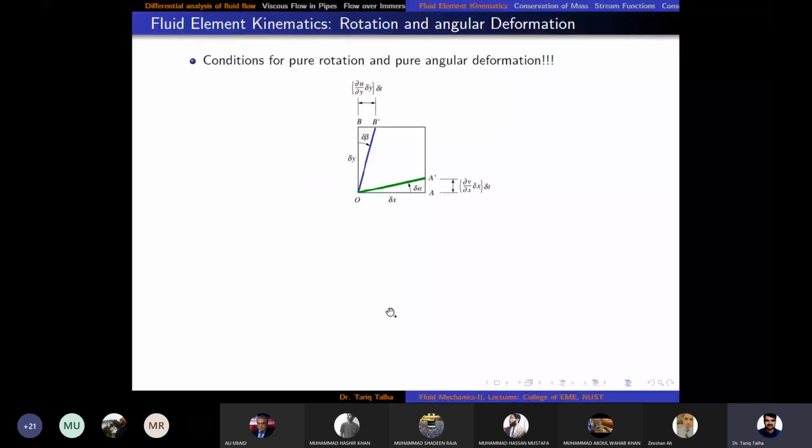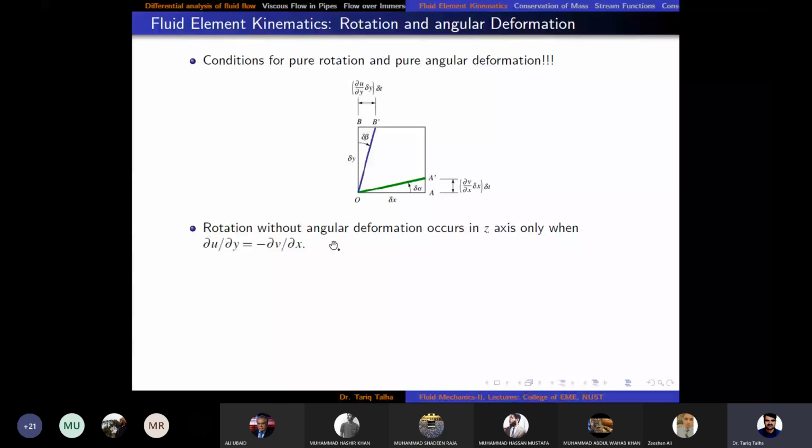So as I have discussed, in case of rotation without angular deformation, partial u by partial y would be equal to minus partial v by partial x. So it means that if this is going this way, it should also go this way, because here partial v by partial x is shown in the clockwise direction. So in order to have rigid body motion, it should have a negative value, because it should go in the counterclockwise direction, as I showed on the whiteboard.